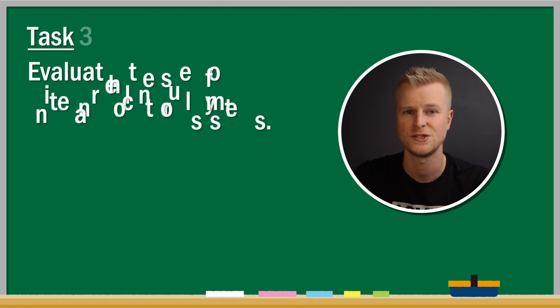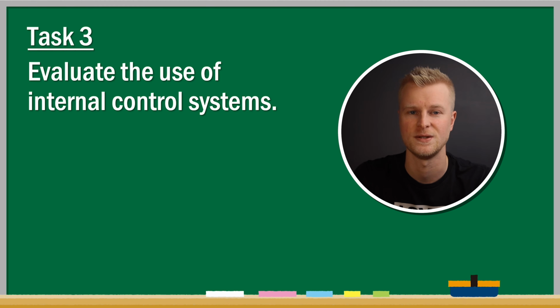Task 3 then will test you on your ability to evaluate the use of internal control systems. This is another multiple choice and drop-down question where you'll be given short scenarios and have to determine whether suitable controls have been put in place to mitigate that risk. Generally speaking, this task has been well answered. So again, it's not one I would be overly concerned with and should be relatively straightforward after going through a few mock exams.